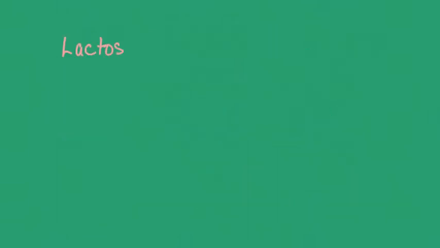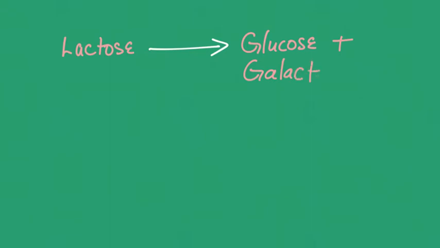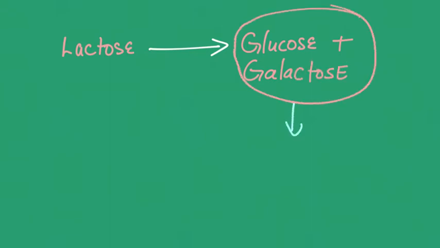When you consume milk, you're consuming the milk sugar lactose. And this lactose is broken down into glucose and galactose by your digestive system. And these are monosaccharides, and it is in this form that the digestive tract can absorb it.